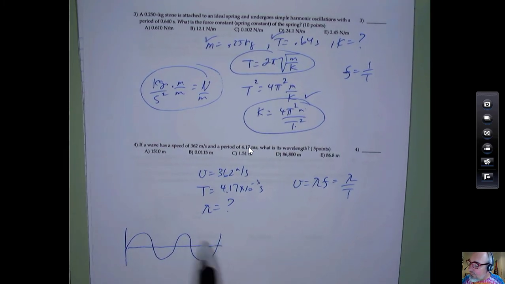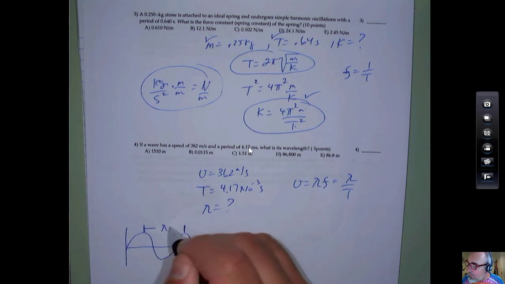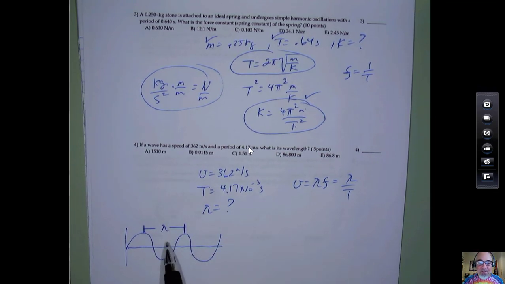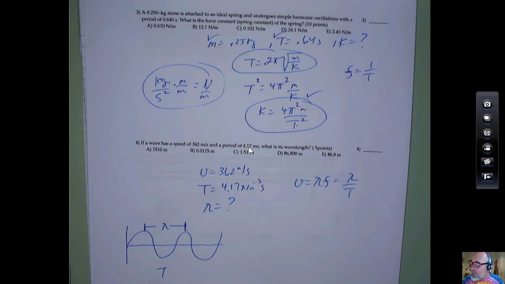So the wavelength is this distance. The amount of time it takes this crest to go from here to here is called the period, right? The amount of time to go from here to here is the period. So the speed then is the distance, which is the wavelength, divided by the period.